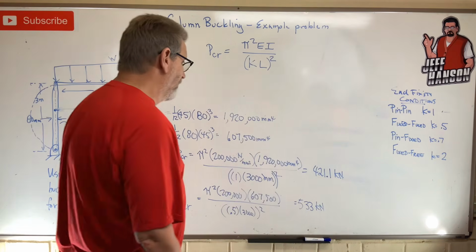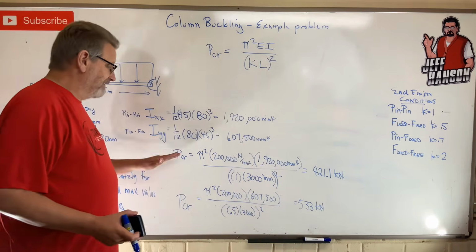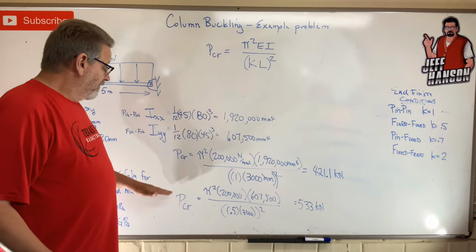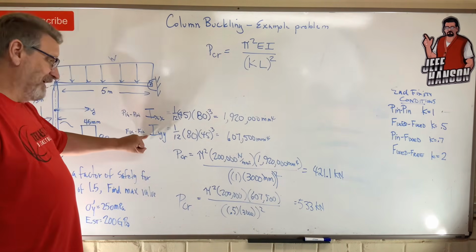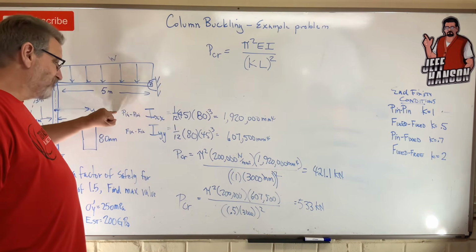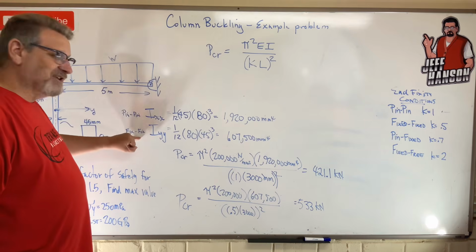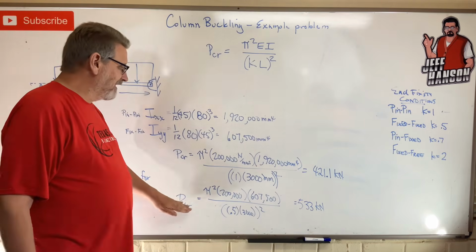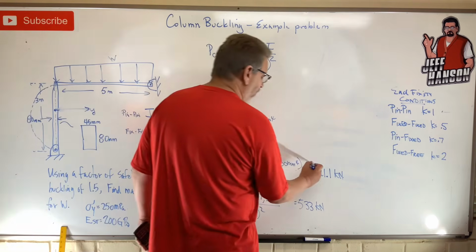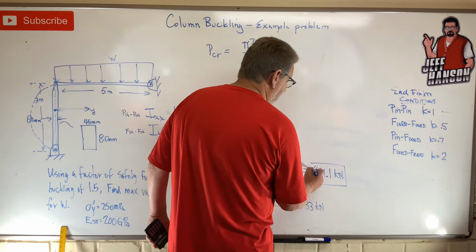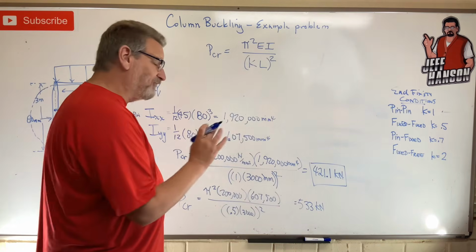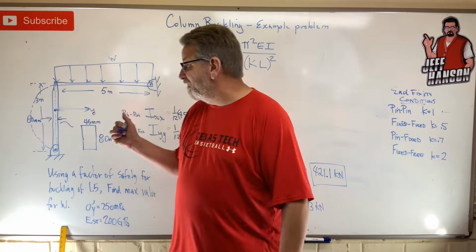Kilonewtons. Okay, so what does that mean? This thing does not fail around the weak axis. It fails around the strong axis, right? Wow. Those end conditions changed everything, didn't they? Okay, so this is the number we're going to work with. Now that number is the absolute number that thing is going to fail at.